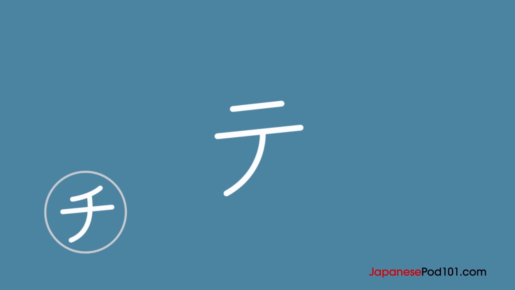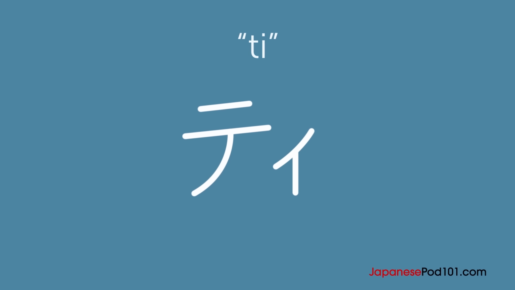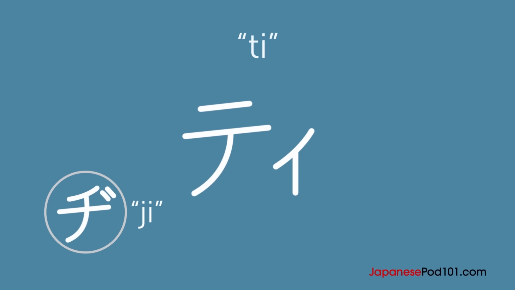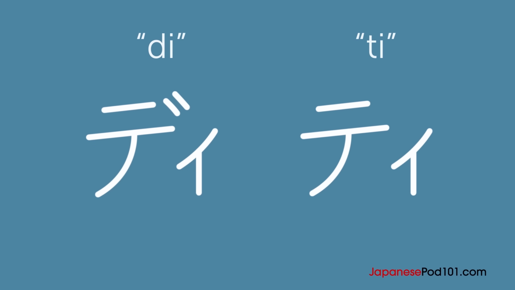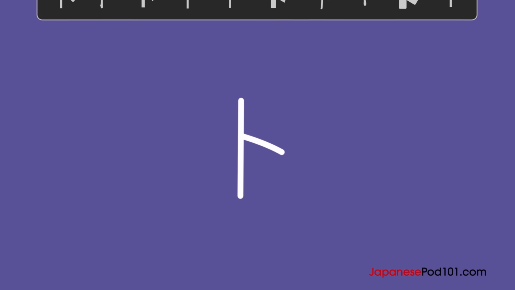Since chi has the ch sound, the t column doesn't have a native t syllable sound. So, for long words that have this sound, the T digraph is created. And since chi with the dakuten is pronounced ji, a long word with the D syllable on the other hand can be written using the D digraph. Our final character for this lesson is the katakana to. To.